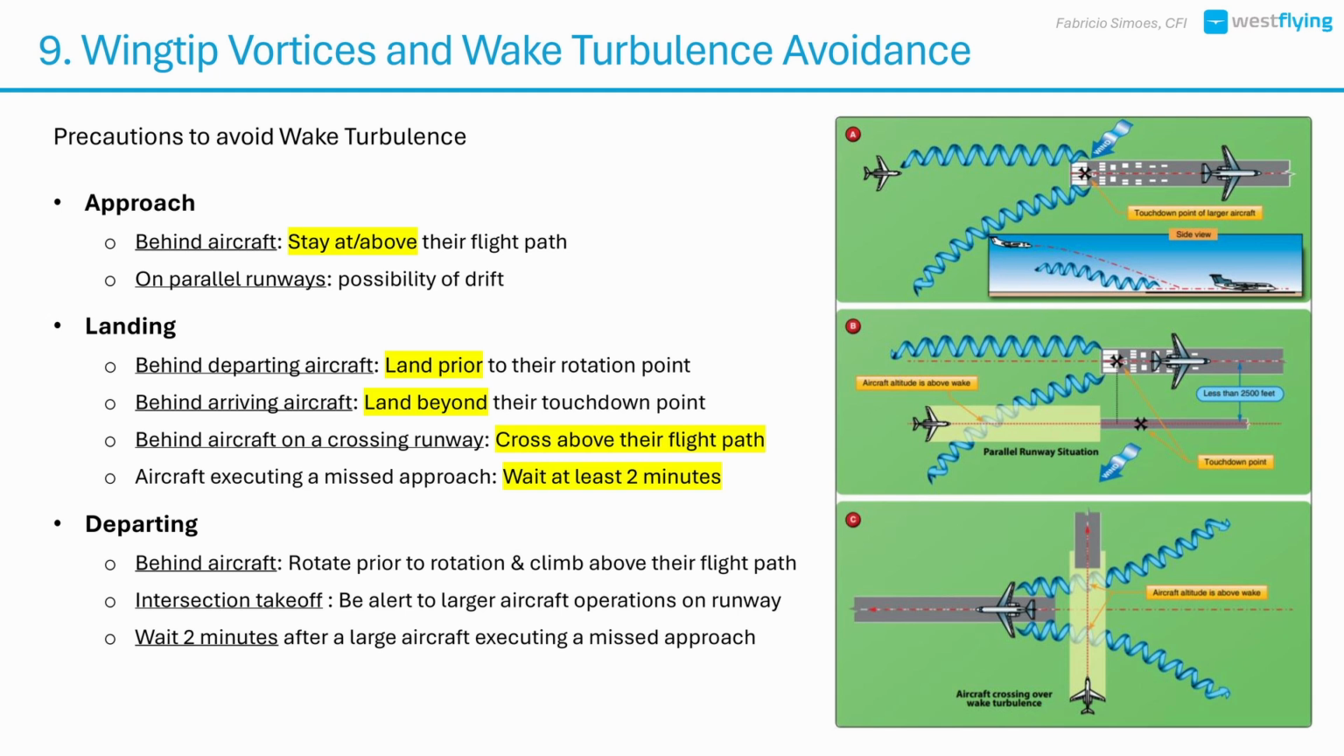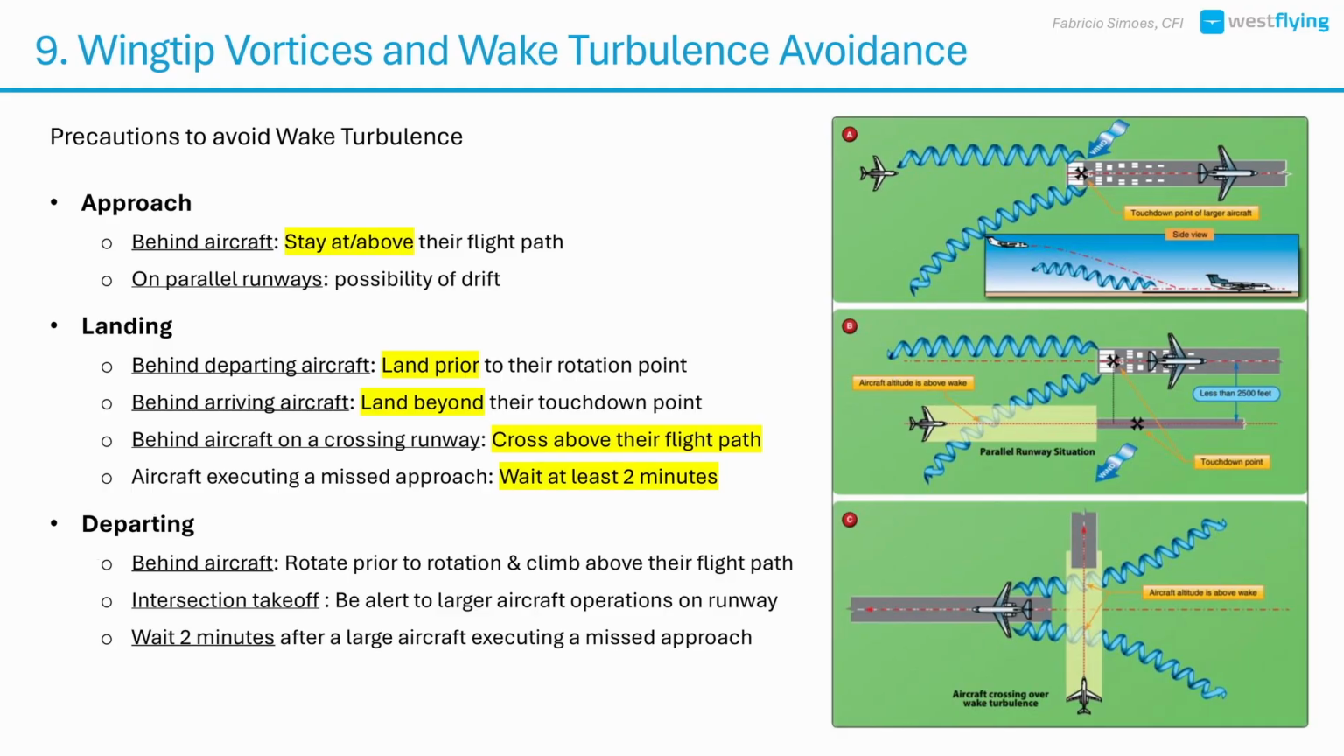Being aware of where the vortices are likely to be and giving them time to dissipate is critical. These invisible hazards can flip or stall an airplane before you even know what's happening.